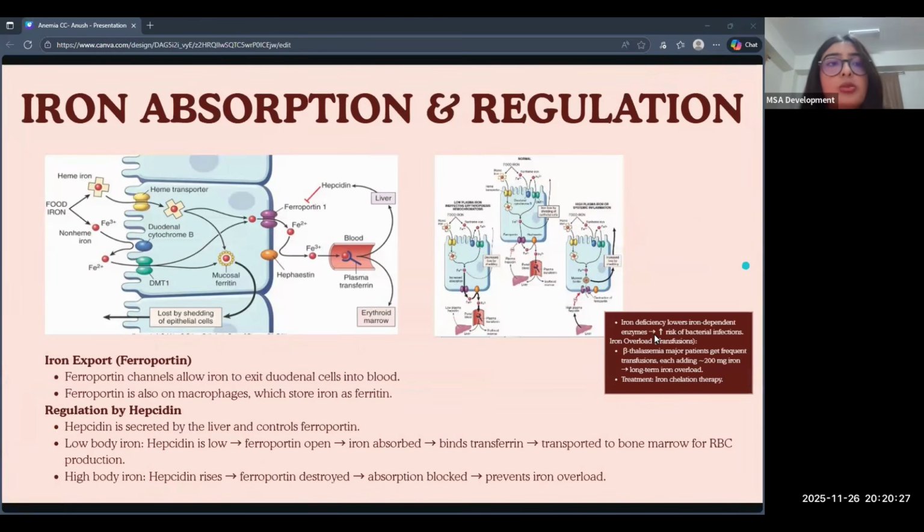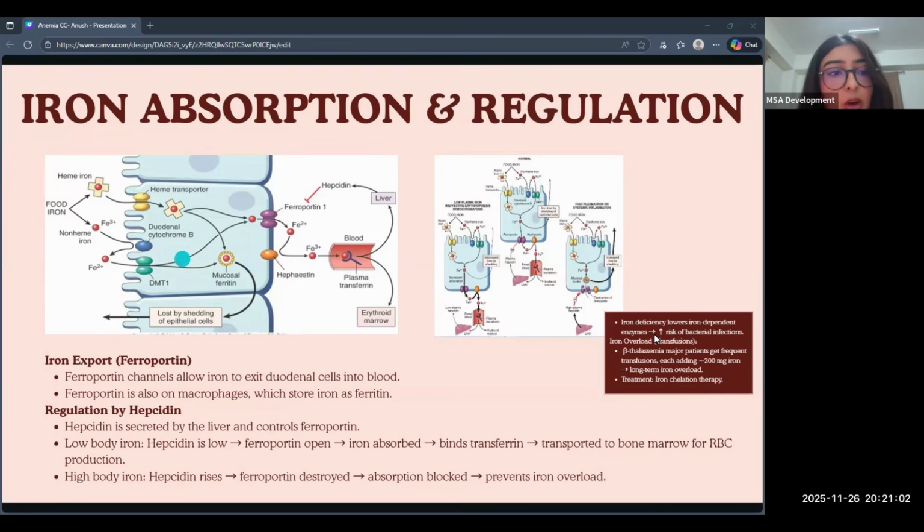Okay, now let's come to iron absorption and regulation. These were a few slides that I absolutely hated when I was doing Hem-Onc, so I will try to simplify it as much as possible. First of all, iron is absorbed in the duodenum. Iron export is done by ferroportin. Ferroportin allows the iron to leave the duodenum and go into the blood, right? Ferroportin is also present on macrophages, and they store iron as ferritin. So the storage form of iron is ferritin.